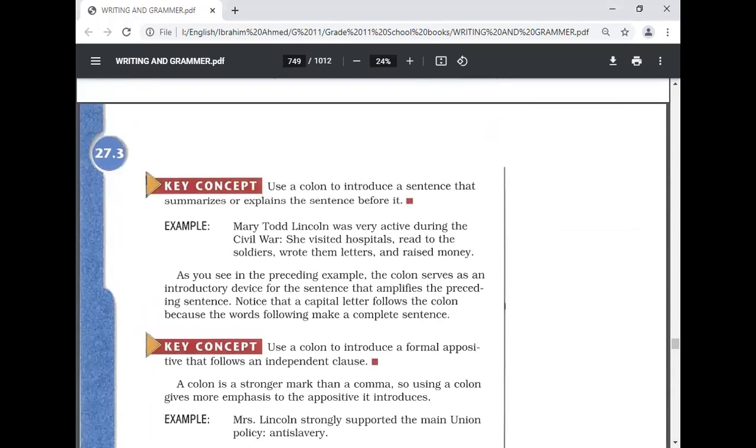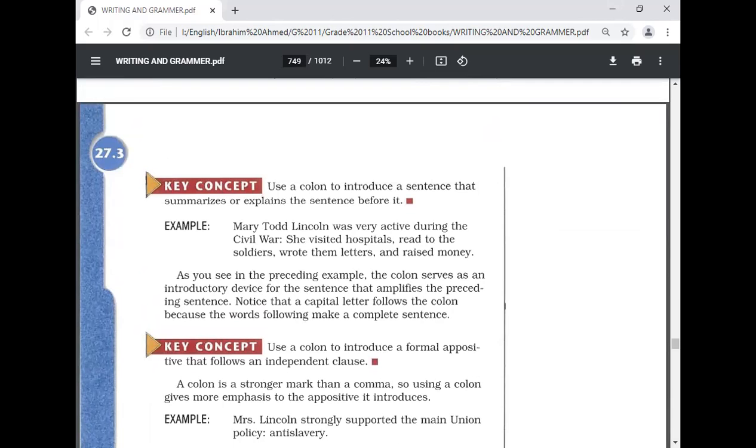Use a colon to introduce a sentence that summarizes or explains the sentence before it. Mary Todd Lincoln was very active during the Civil War: she visited hospitals. Here, this list shows how she was active. She visited hospitals, read to the soldiers, wrote them letters, and raised money. So we have a list or some details.